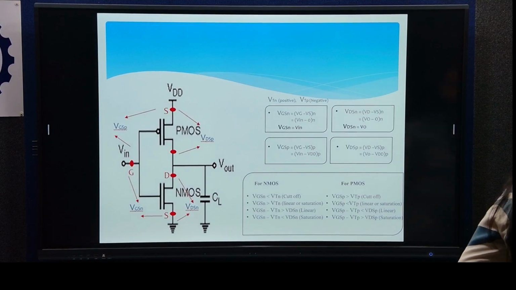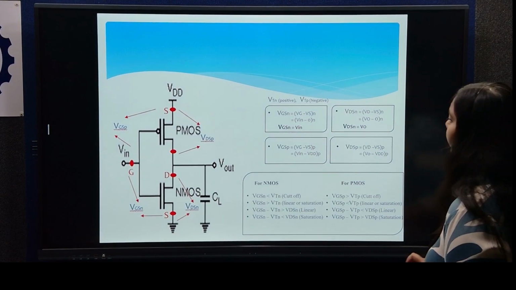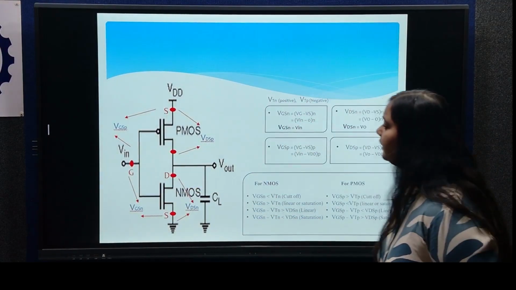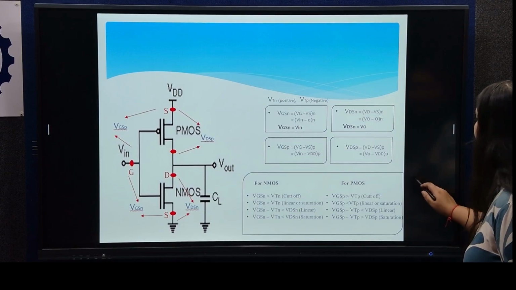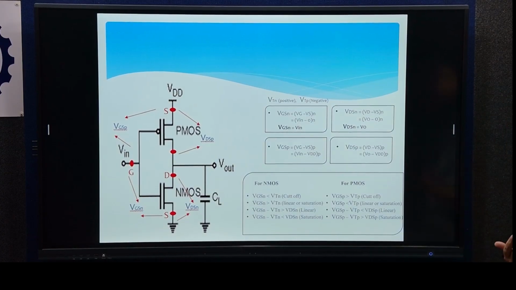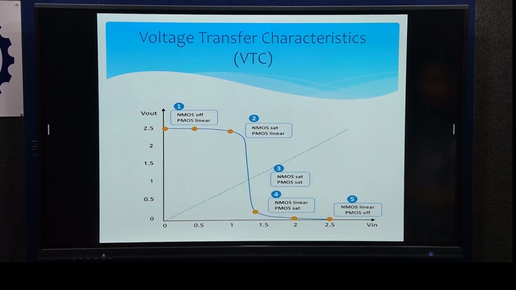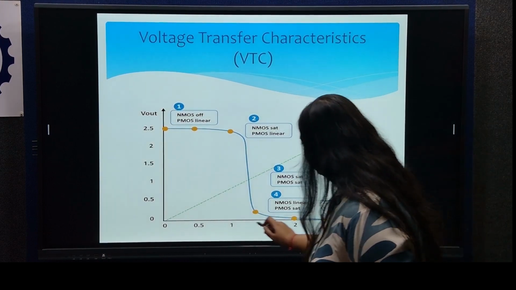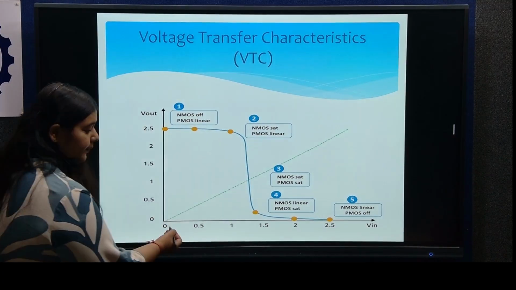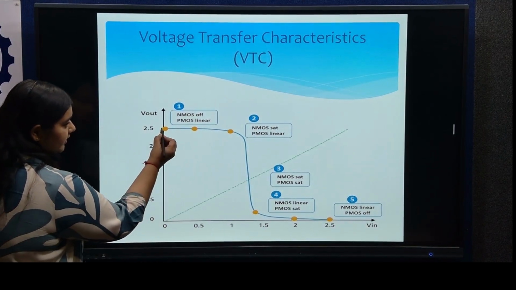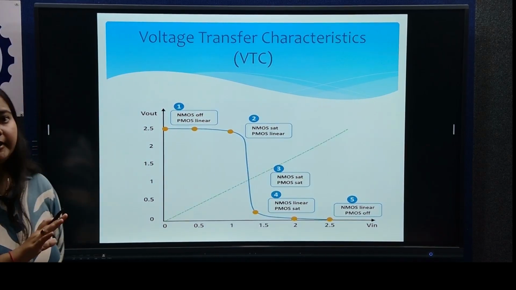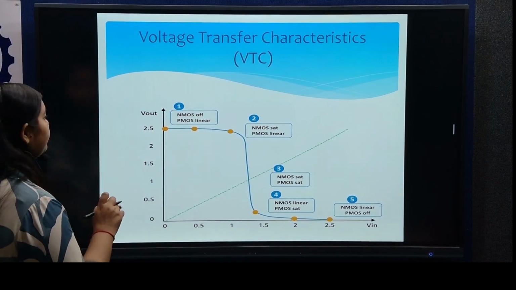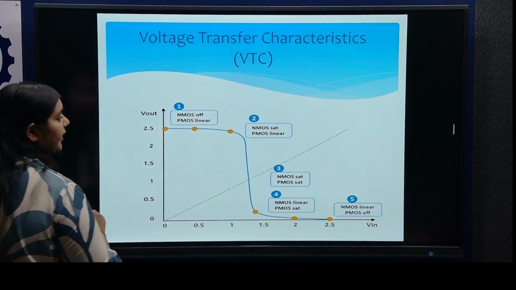If we give input 0, we will get output 1. Output is high if we give input low. So in the first case, if input voltage is 0, then the output will be high. So in this case, the first region. The VTC curve is divided into 5 regions. The first region is when NMOS is off and PMOS is linear.